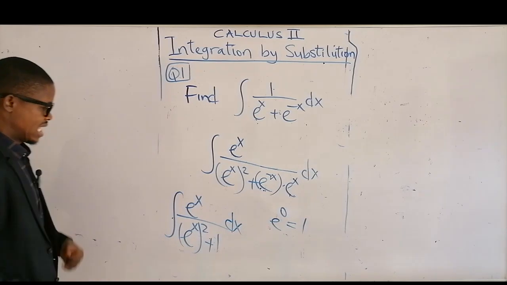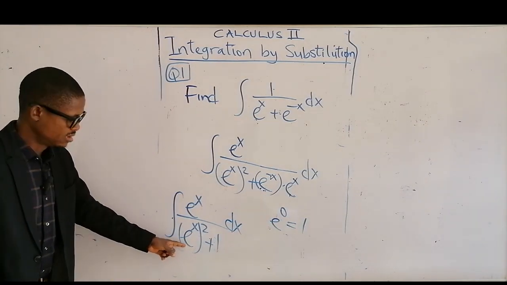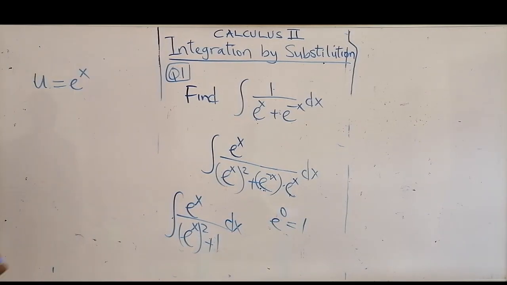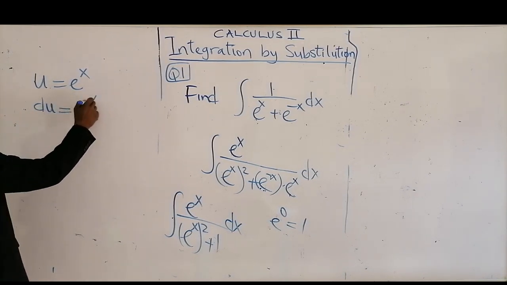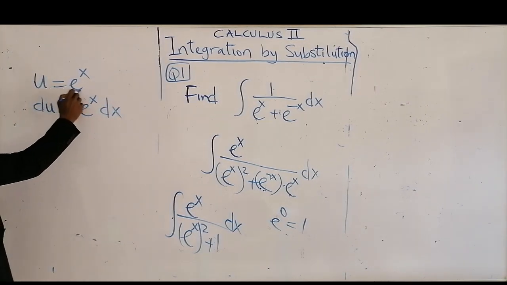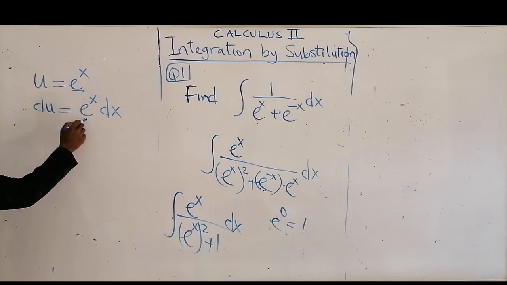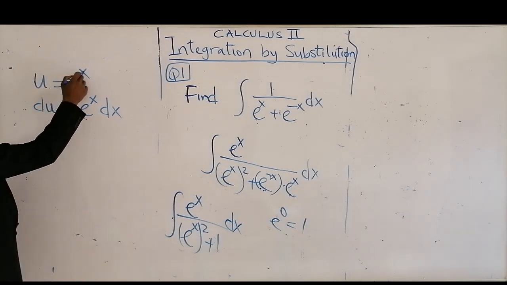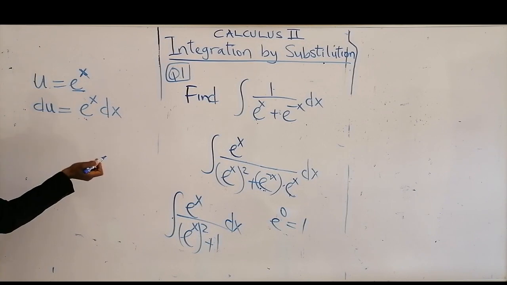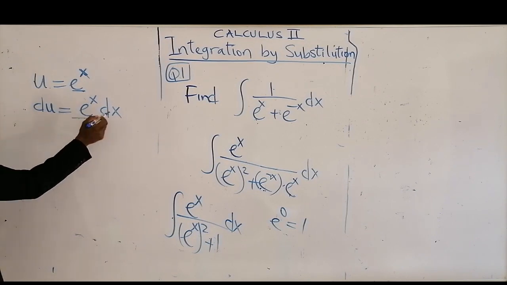Then after that, we can now substitute. Let u be equal to this. So then differentiate this. The du is equal to this. If you differentiate the e function, it will give you back the e function. Then you check the power. The derivative of the power is 1, so times 1. Okay, so we have that.